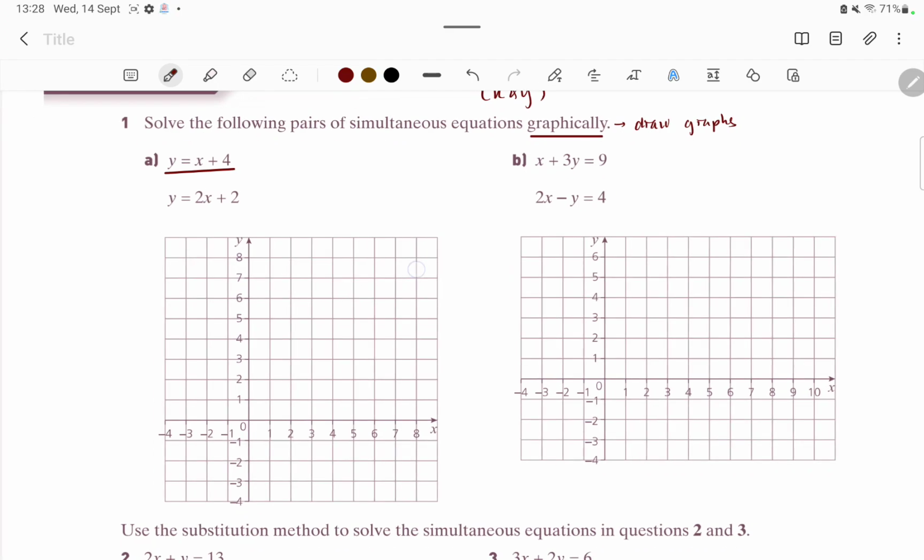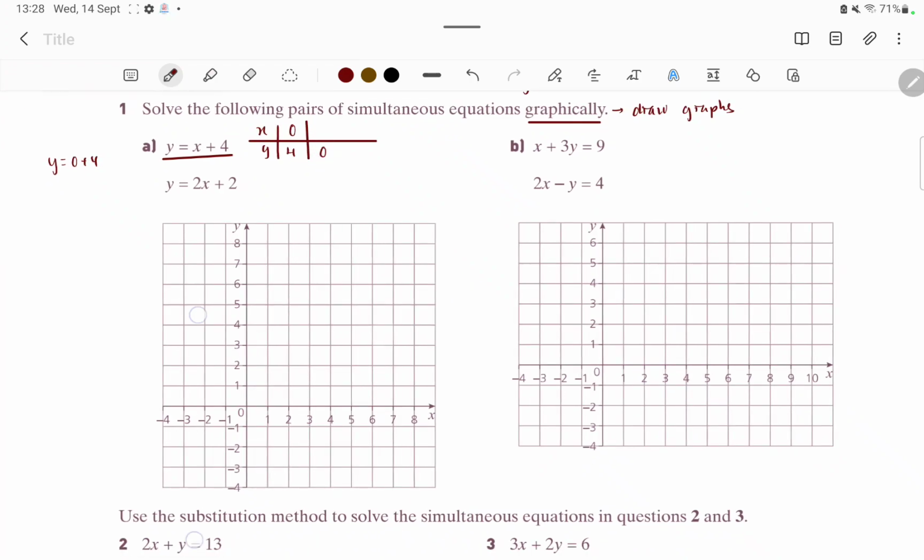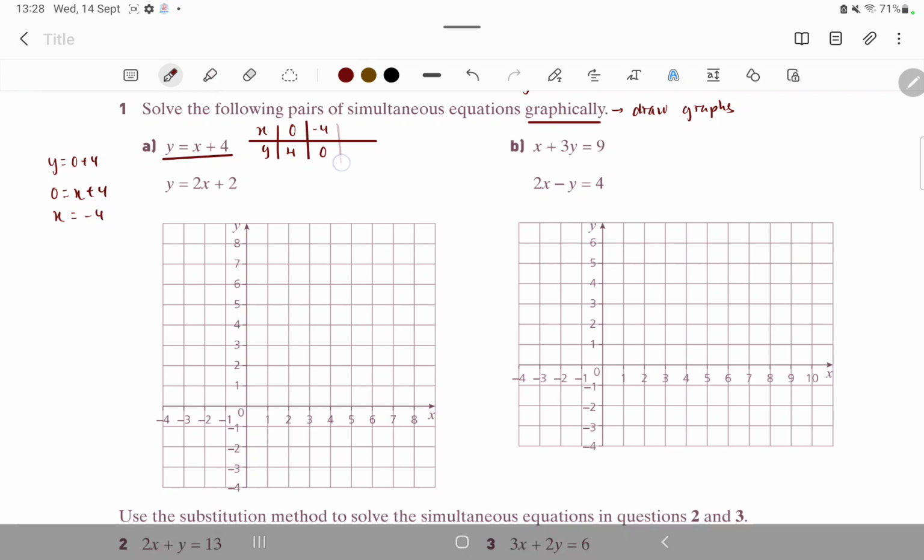Whenever we draw a graph, we draw a table first of x and y. So when x equals to 0, y equals to 0 plus 4. You get 4. When y equals to 0, x plus 4 equals 0. Okay, move 4 to the other side, x equals to negative 4.